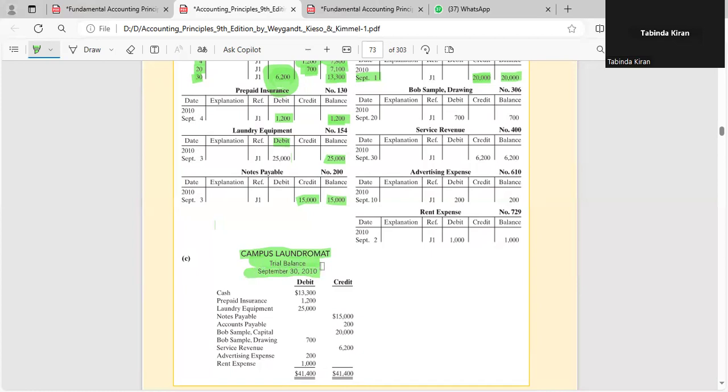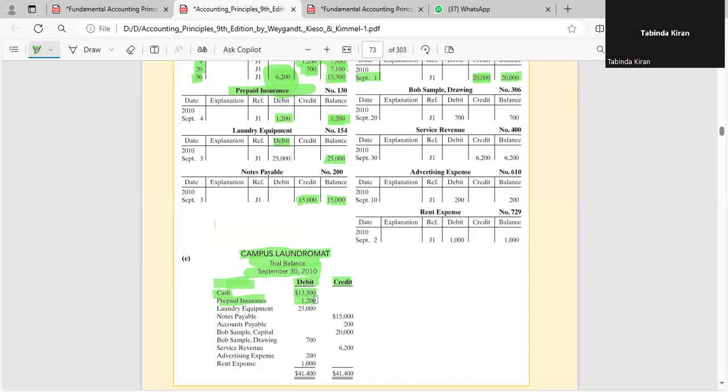And this is a 3 column sheet. In the very first column is about accounts. Over here, we will mention accounts details. And the next column is of debit. And the last column is about the credits. Now, what we have to do, we have to list down all the ledgers ending balances over here. So you can see cash has an ending balance of $13,300. Prepaid insurance, you can see prepaid insurance has an ending balance of 1,200 debit. So prepaid insurance, we will write it down. There is an ending balance of debit balance of $1,200.